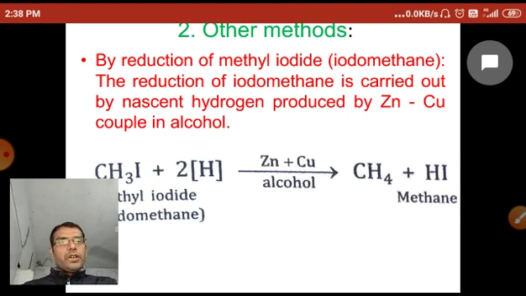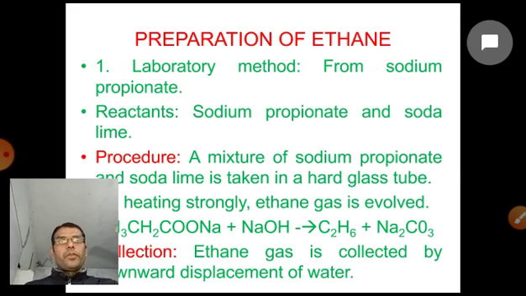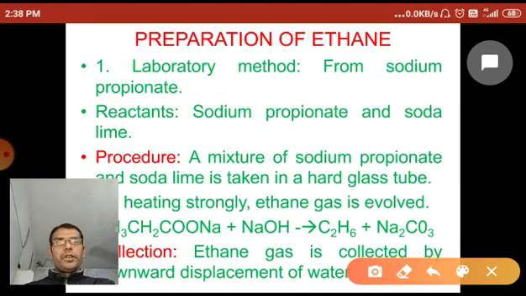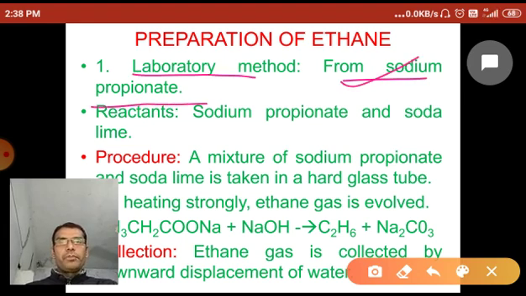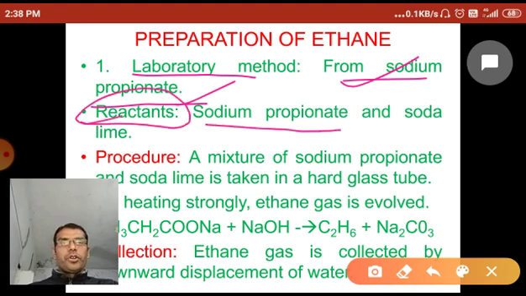in alcohol. Now the preparation of ethane, the second member of the alkanes. The laboratory method is similar to the preparation of methane. Now, the laboratory method from sodium propionate. Here you use sodium propionate, whereas in the case of methane we use sodium acetate. The reactants required are sodium propionate and soda lime. The procedure is similar.